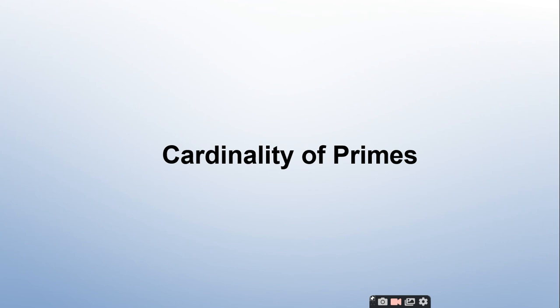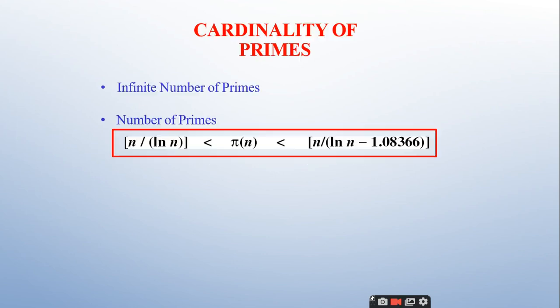Infinite, sir. Since positive numbers are infinite in number, the number of primes are also infinite in number, right? So that is nothing but the cardinality. Cardinality means the number of primes. We are going to identify how many primes there are. Let us see.